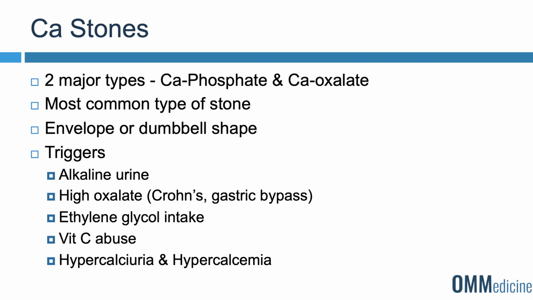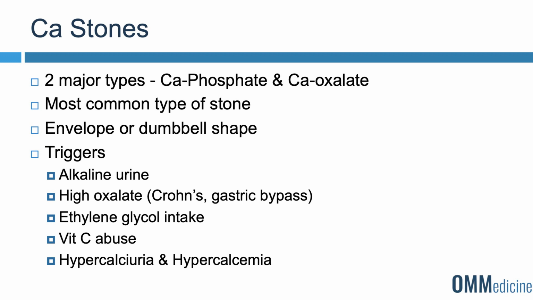So the first type of stone we'll talk about are calcium stones, and these are going to be the most common type of kidney stone. And there are two subtypes of calcium stones. These are going to be calcium phosphate and calcium oxalate. When we look at calcium stones under a microscope, they're classically described as having an envelope or a dumbbell shape, and these are two very common buzzwords for your board exams.